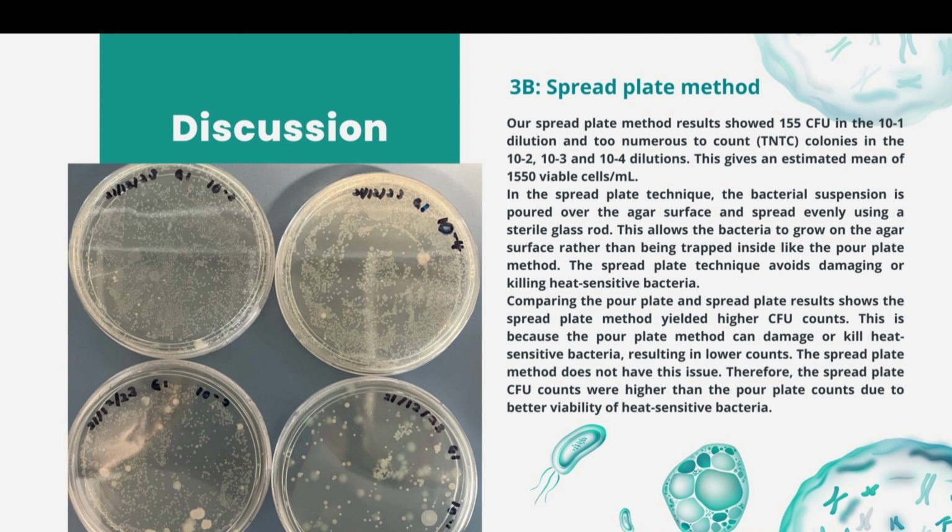Comparing the pour plate and spread plate results shows the spread plate method yielded higher colony forming unit counts. This is because the pour plate method can damage or kill heat-sensitive bacteria, resulting in lower counts. The spread plate method does not have this issue. Therefore, the spread plate CFU counts were higher than the pour plate counts due to the better viability of heat-sensitive bacteria.